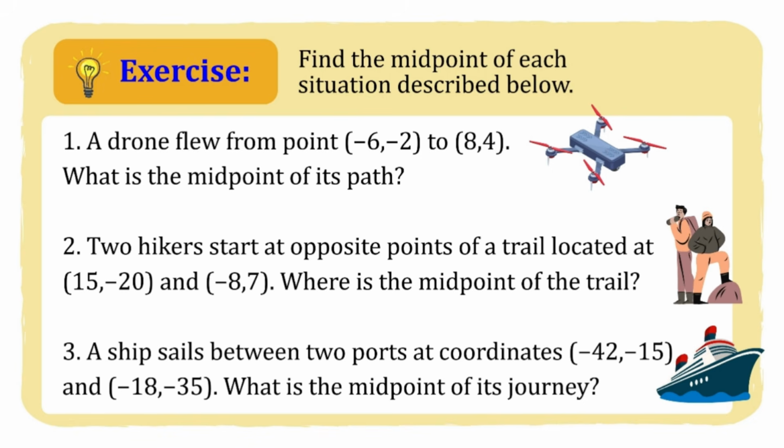Okay, to practice, you can have this exercise. Try to answer this on your paper. We have here 3 items with 3 problems, word problems. Number 1, a drone flew from point negative 6, negative 2 to point 8, 4 with this coordinate. What is the midpoint of its path? Next, 2 hikers start at opposite points of a trail located at 15, negative 20, and yung isang point is negative 8, 7, yung coordinate niya. Where is the midpoint of the trail?